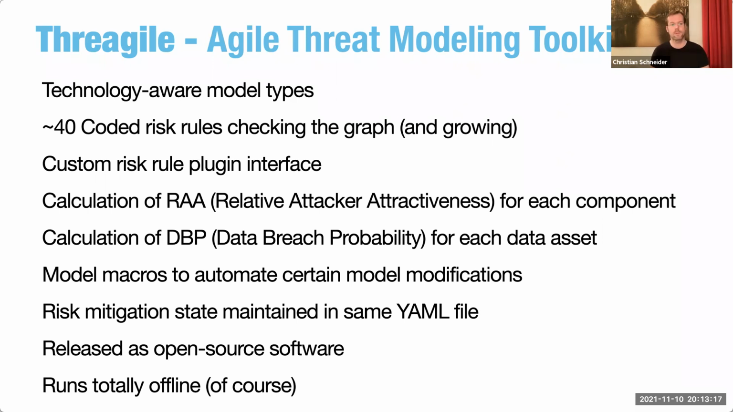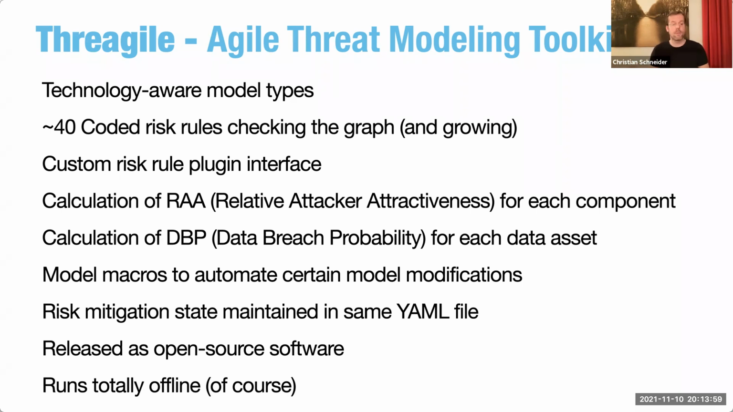You have, of course, a custom risk rule plugin interface that you can extend the risk rule set with your own custom rules if you want. Some more values are being calculated, more on that later in a few slides. There are also model macros. That's something to try to have some automated model modification via a wizard-style question back and forth, to read in an existing model file and then modify it in a certain style, like adding a build pipeline or adding identity provider stuff, by asking the modeling user some questions and then emitting a modified YAML file as well.